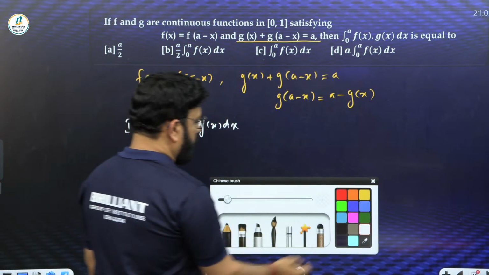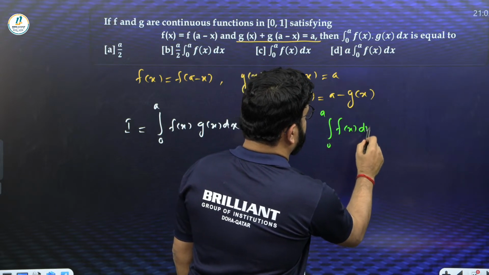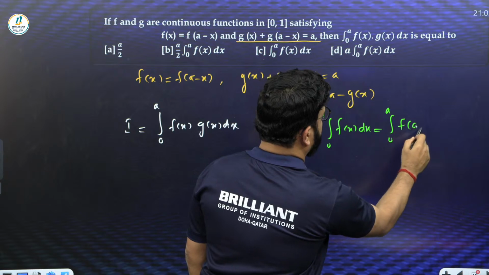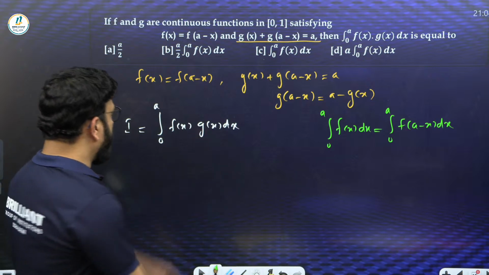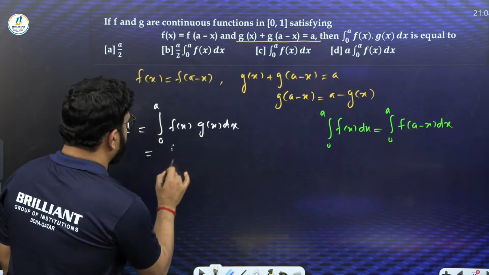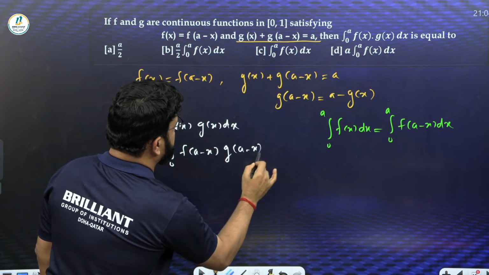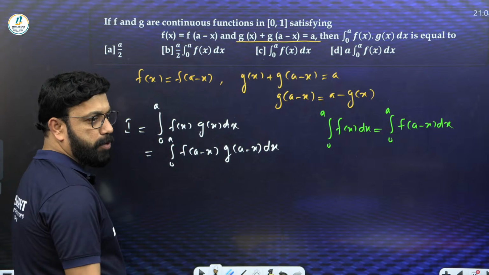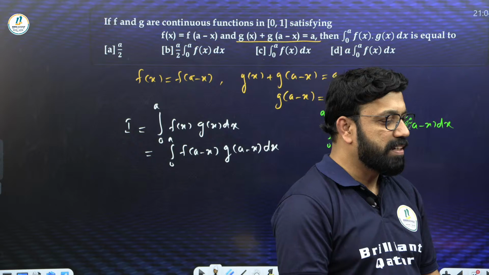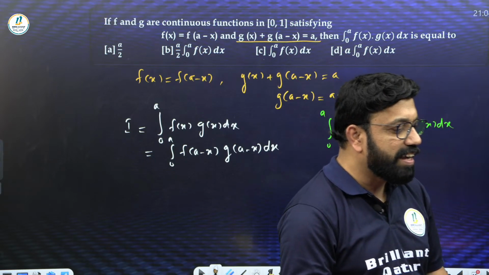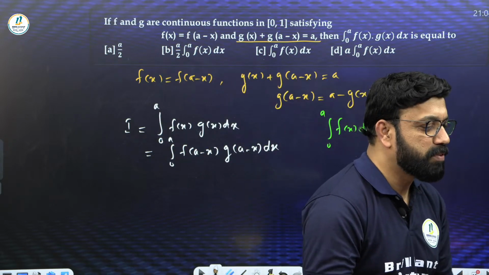We know the property: the integral from 0 to a of f(x) dx is equal to the integral from 0 to a of f(a minus x) dx. So I am going to take that one: I is equal to the integral from 0 to a of f(a minus x) into g(a minus x) dx. Hope you understood that one. Should we take a minus x substitution? No need, directly we can write. One more step, just listen and you'll understand.